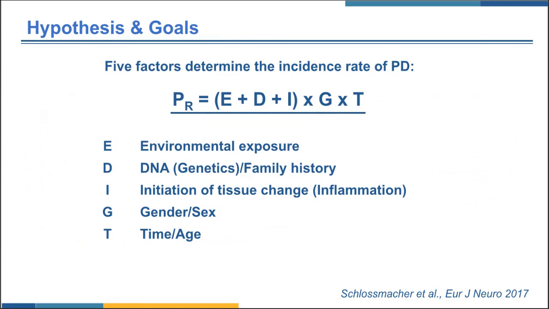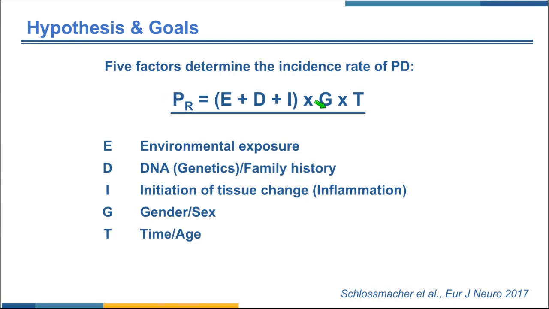So here is what PREDICT stands for. We hypothesize that the risk of developing PD is a product of five factors. So here is the E, D, I, G and T.